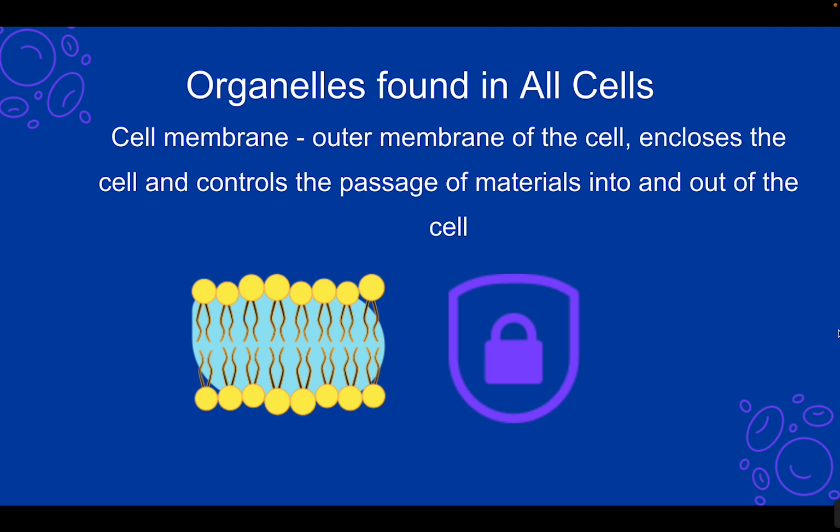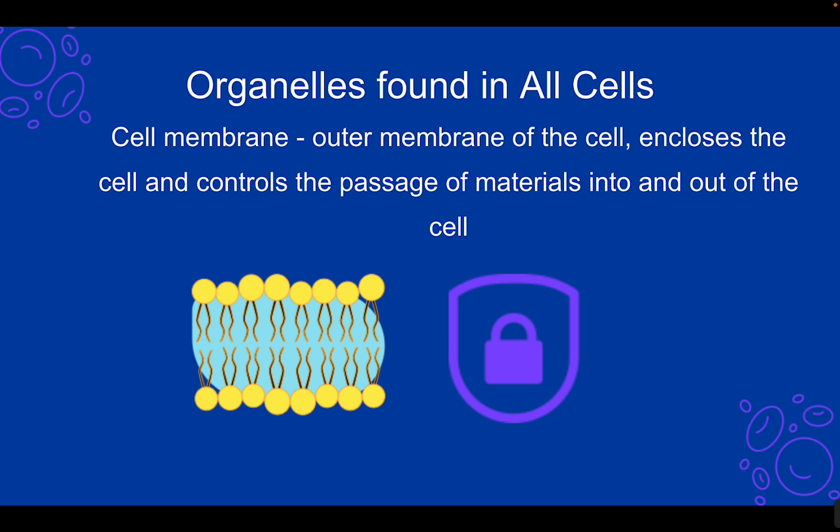So for the first organelle, we're going to start with all cells. These three structures we're going to talk about are amongst the simplest cells to the most complex and are really the defining features of cells. So the first one is the cell membrane. This is your outer layer of the cell. It encloses the cell, and its main job is to control the passage of materials.